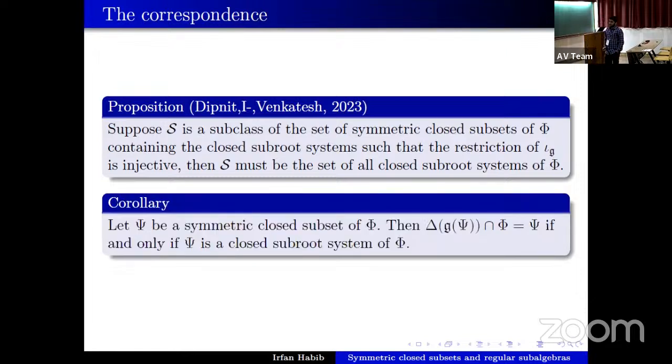This can be proved in other ways, but it can be thought of as a corollary of this proposition. If psi is a symmetric closed subset, then the set of all real roots inside the subalgebra G of psi is psi if and only if psi is a closed subgroup system.